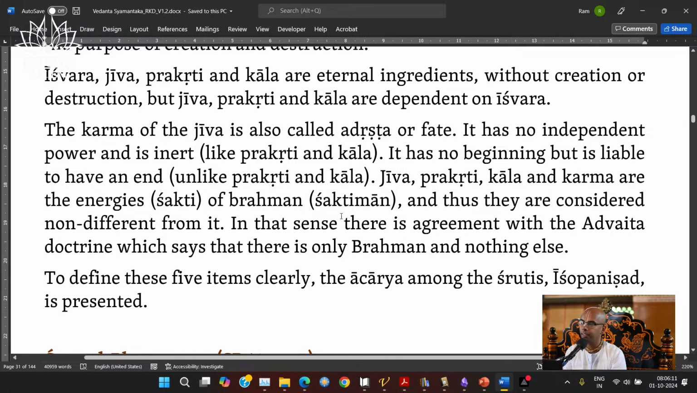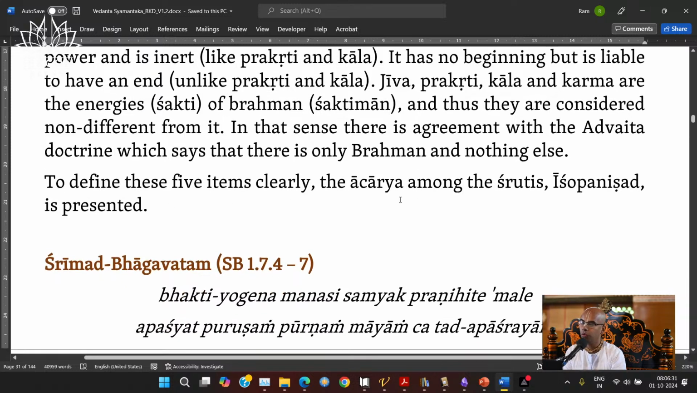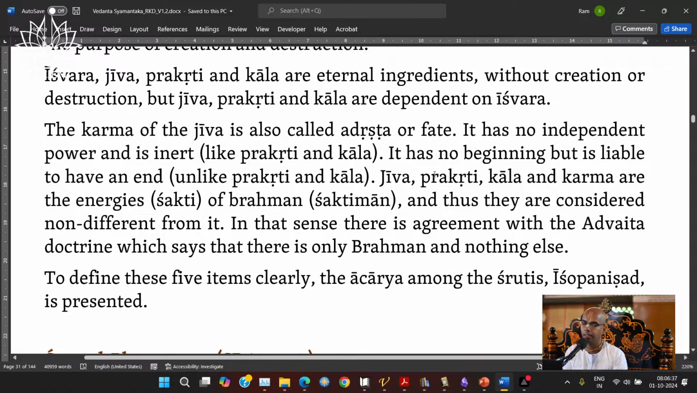Jiva, Prakriti, Kala and Karma are the energies, Shakti, of Brahman, Shaktiman, and thus they are considered non-different from it. In that sense, there is agreement with the Advaita doctrine, which says that there is only Brahman and nothing else. To define these five items clearly, the Acharya presents among the Shrutis the Ishopanishad. Right? So how the energies are non-different from the Supreme Lord, now, this Srila Prabhupada explains in his purports.